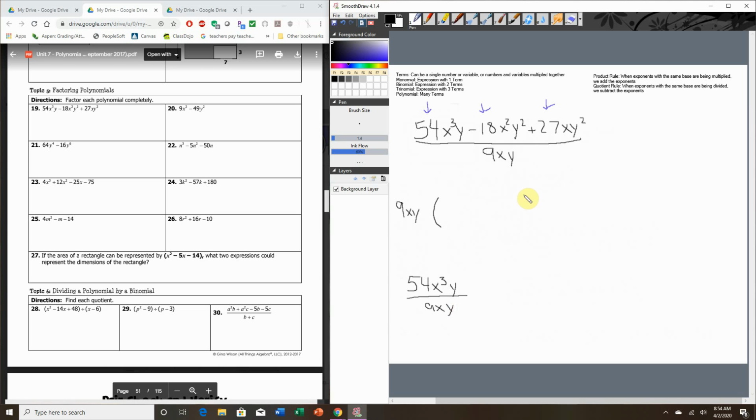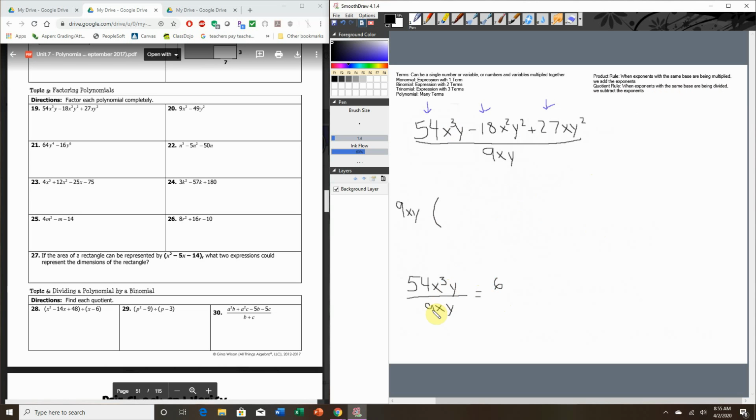Okay, so when you pull out a greatest common factor, you're dividing each term by your greatest common factor. So we know 54 divided by 9 is going to give us 6. Okay, now reviewing the quotient rule. The quotient rule tells us when exponents with the same base, in this case our bases are x, are being divided, we subtract the exponents.